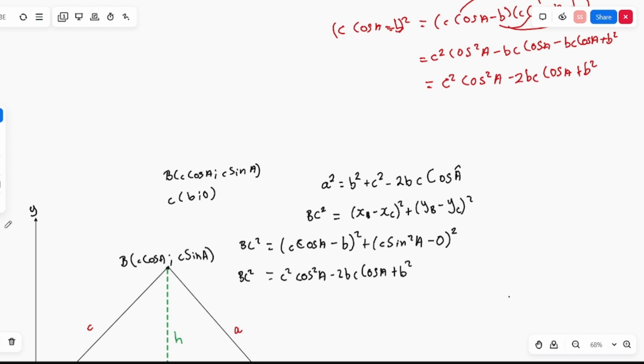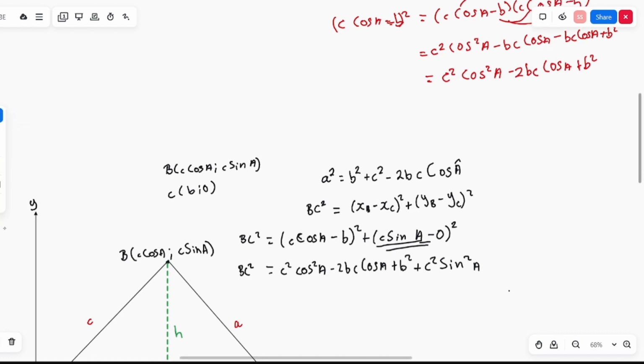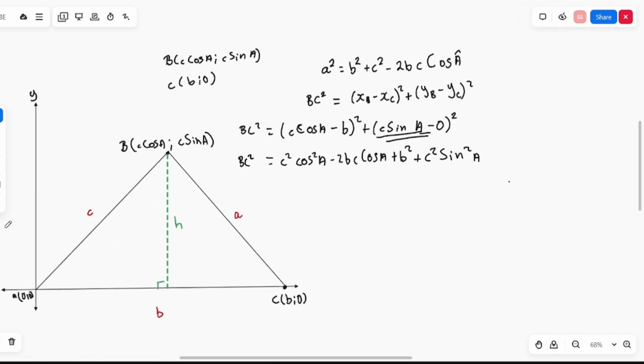And then as for this part, we know that 0 is the same as nothing. So we are going to have plus c squared sin squared A. Actually, I made a mistake here. It's not c sin squared A, it's just c sin A. I made a mistake. And then we are going to group the like terms, guys, right? We are basically going to factorize, and here I was supposed to substitute b.